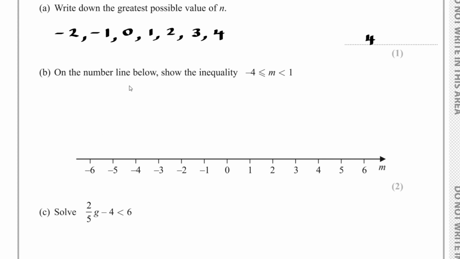Part B, on the number line below, show the inequality negative 4 is less than or equal to m, which is less than 1. Here is the inequality represented on a number line. We have a filled circle representing the weak inequality and an empty circle representing the strong inequality. The values are shown between minus 4 and 1.